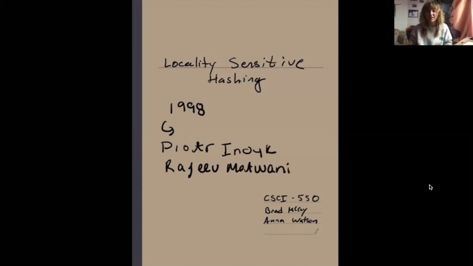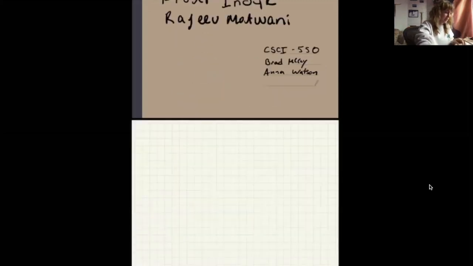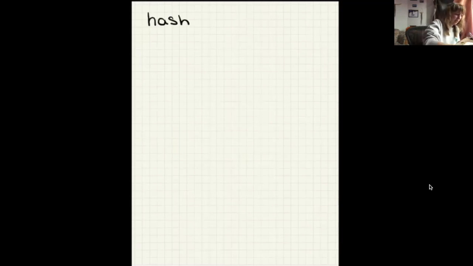It's a pretty simple concept, so it's kind of interesting that no one had proposed it until 1998. But yeah, locality sensitive hashing relies on something called hashing, which I'm assuming everyone has heard of. A hash is when you take a particular object and you run it through a hash function, and the output is something completely different.